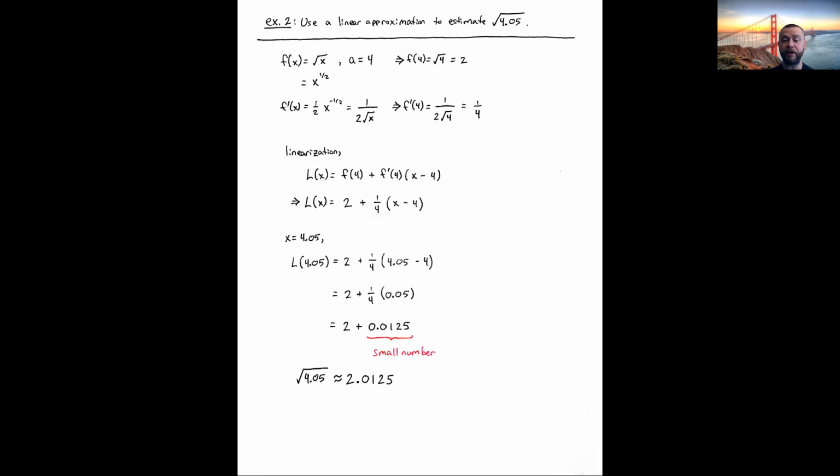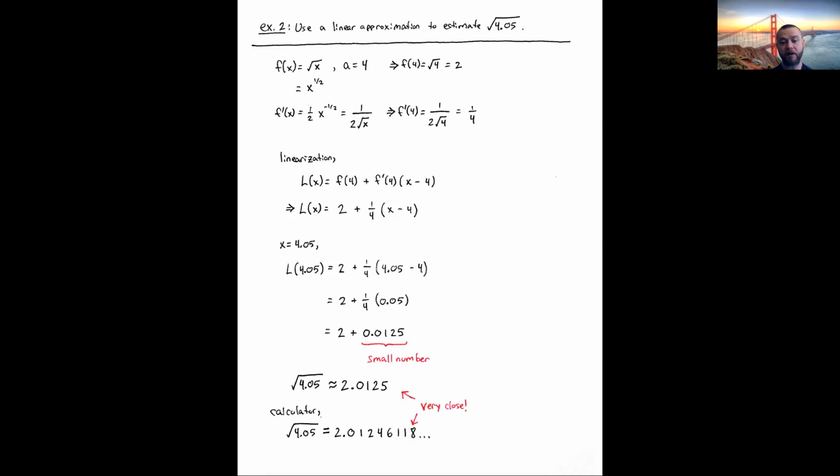What we find here with our linearization is that square root of 4.05 is approximately 2.0125. Now you might not feel comfortable with that, so let's check with a calculator just to have everything sink in. If you plug square root of 4.05 into your calculator, notice you get pretty much the same values for the decimals up until about the fourth decimal place. These values are remarkably close. The first part we did without a calculator. The second part gives us a value pretty close.